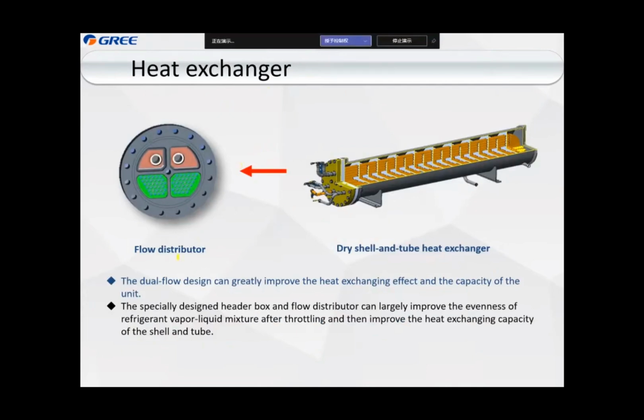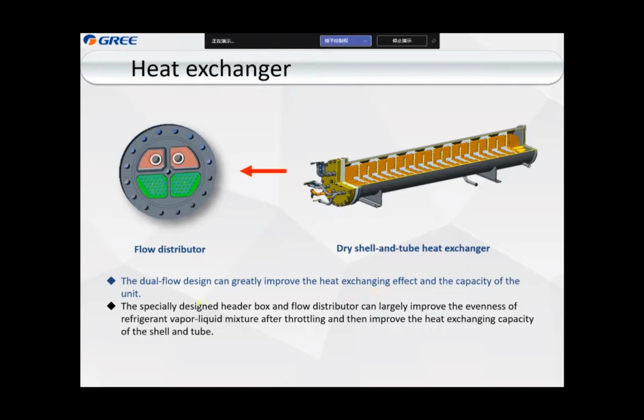For the heat exchanger, we adopted a double flow heat exchanger. You can see the flow distributor is like this. We separate two flows, and the dual flow design can greatly improve the heat exchanging effect and the capacity of the unit.